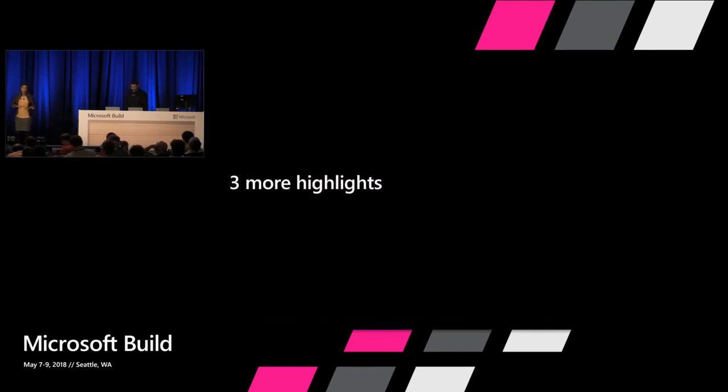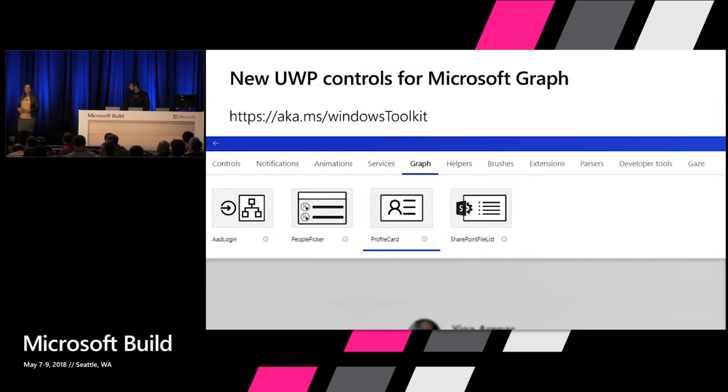We're done with the API highlights. I think we're actually going to be able to go through all of the tips and tricks. I want to do 3 more highlights, which are not specifically about APIs. But the first one, we talked about this morning, there are new UWP controls for Microsoft Graph. So how many of you are using the Windows Community Toolkit?